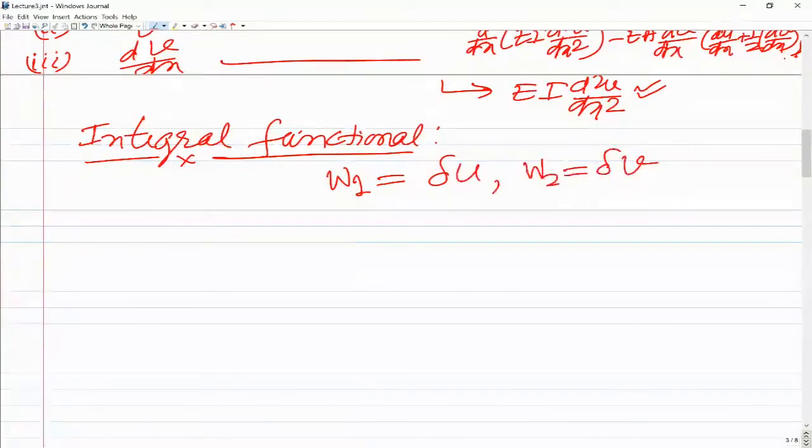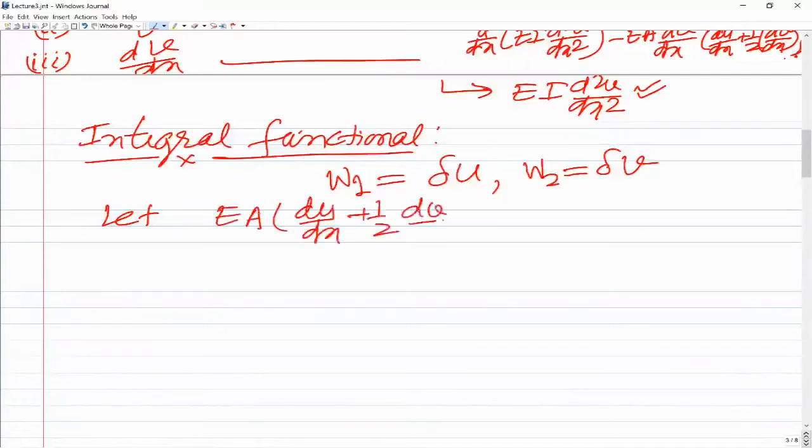Let us also take whatever forces are there at the two boundaries, left and right: axial force, shear force, and bending moment at left, and axial force, shear force, and bending moment at right. So let us say that this EA into du by dx plus half of dv by dx whole square, this whole thing at 0 is, let us say, Q naught, and the same thing at x equal to L is, let us say, QL.